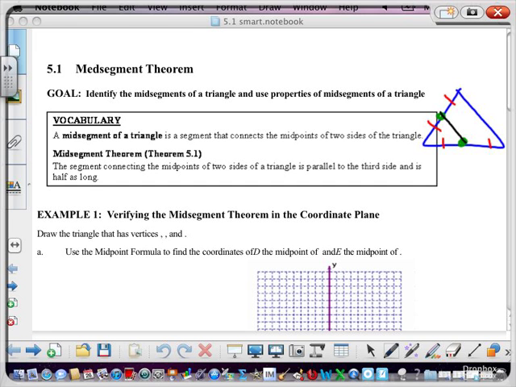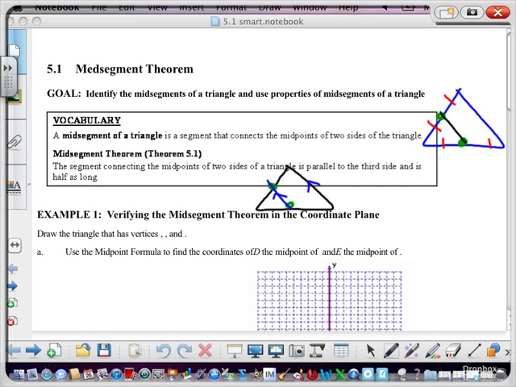Questions about mid-segment? Makes sense? Midpoints connected to each other? The segment connecting the midpoints of two sides of a triangle is parallel to the third side and is half as long. Let's draw another picture to try to explain that. We've got a triangle. Again, we've got our mid-segments. They're connected. These two sides right here are parallel.